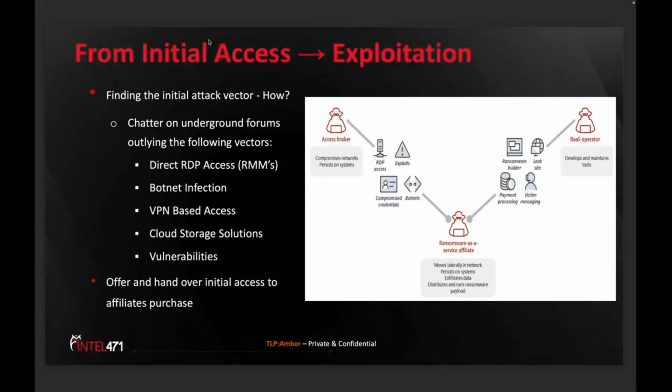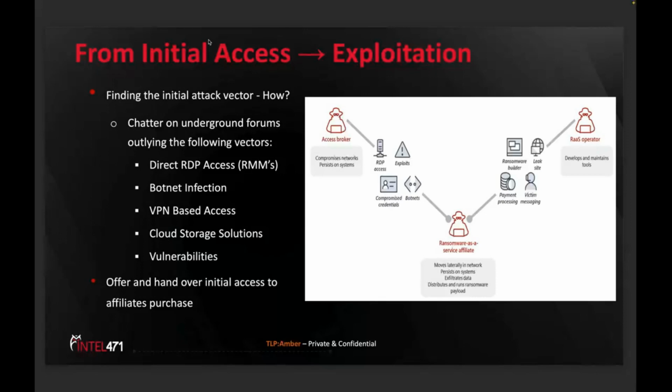So again, how this is trackable: from access broker to ransomware-as-a-service affiliate to the actual ransomware-as-a-service operation, right? All of these are services and techniques. So finding the initial attack vector, how is that possible? Chatter on underground forums outlines the following vectors, as you see on the slide. RDP access is often sold from that initial access phase, from botnet infection, VPN-based access, cloud storage solutions, vulnerabilities. Again, these are essentially how the attack vectors are mapped.